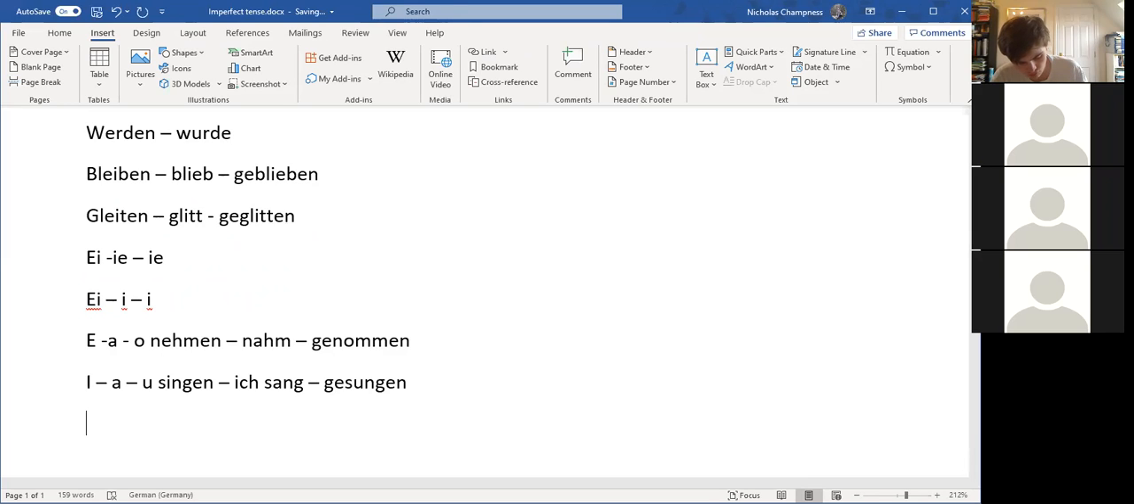Shall I give you a few more sentences to translate using these irregular verbs? Yeah, how much time do we have left? I'm not sure. It's 3:58, so we've probably got 10 more minutes.